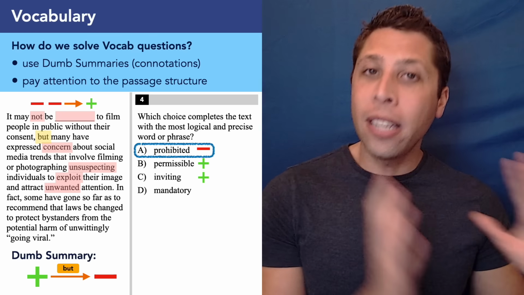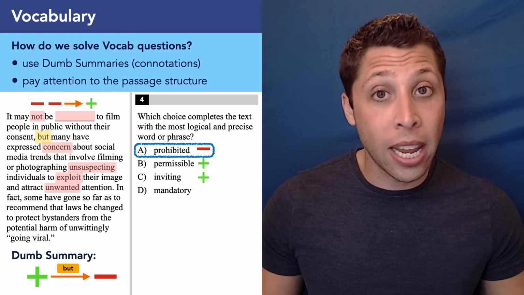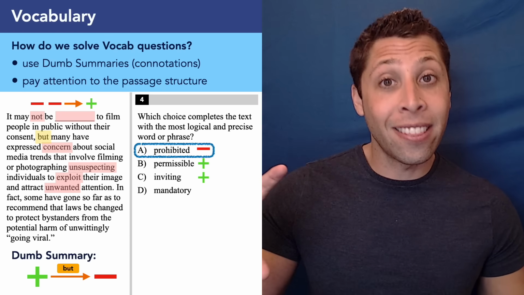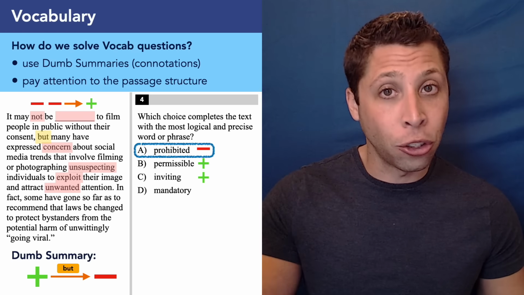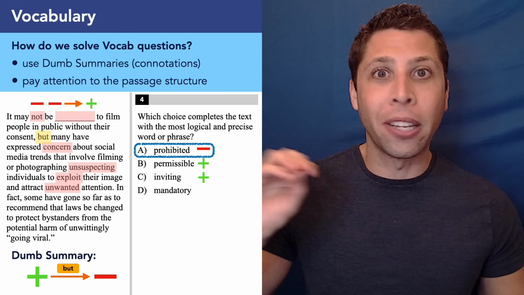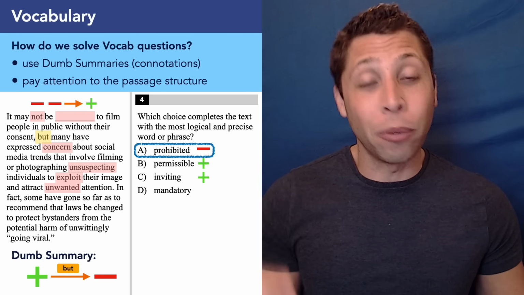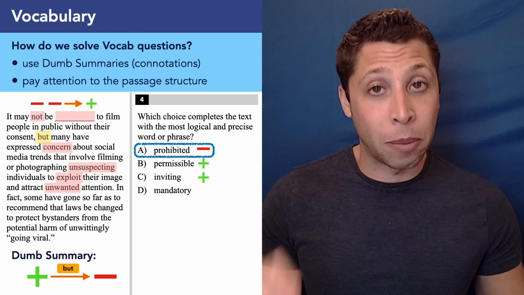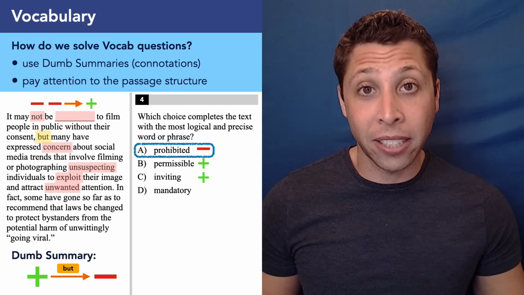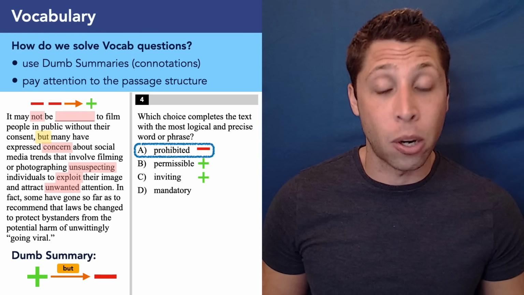So yes, we need to learn vocab, but the dumb summary here really helped us understand the connotations and then the structure of this thing. We were able to recognize some negatives, we understood there was a contrast, and then we were able to think about negatives and positives together to get that idea that we really needed. It's very tricky, but with practice, if you're hunting for this specifically and using dumb summaries effectively, you can really do a great job on some very hard vocabulary questions.